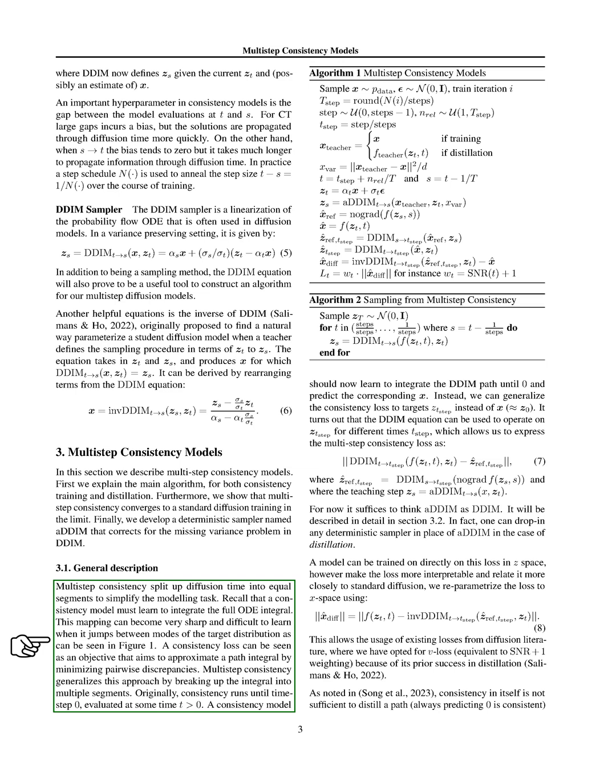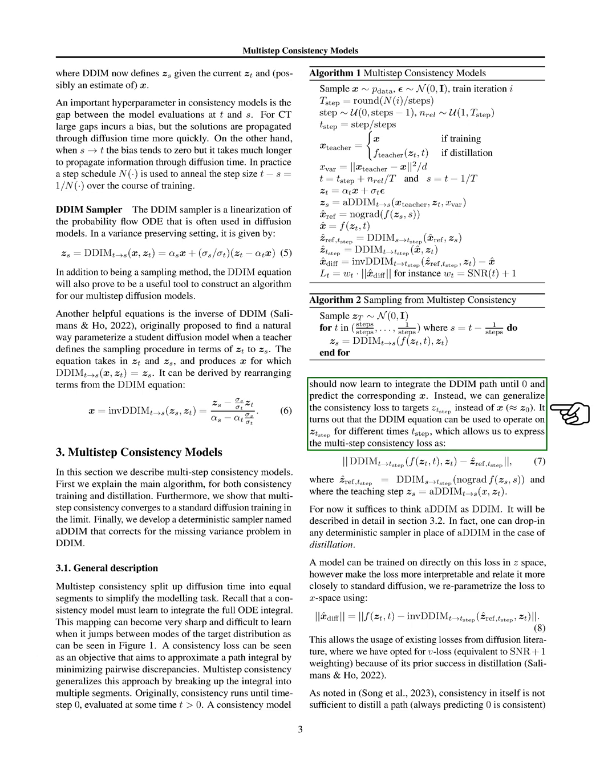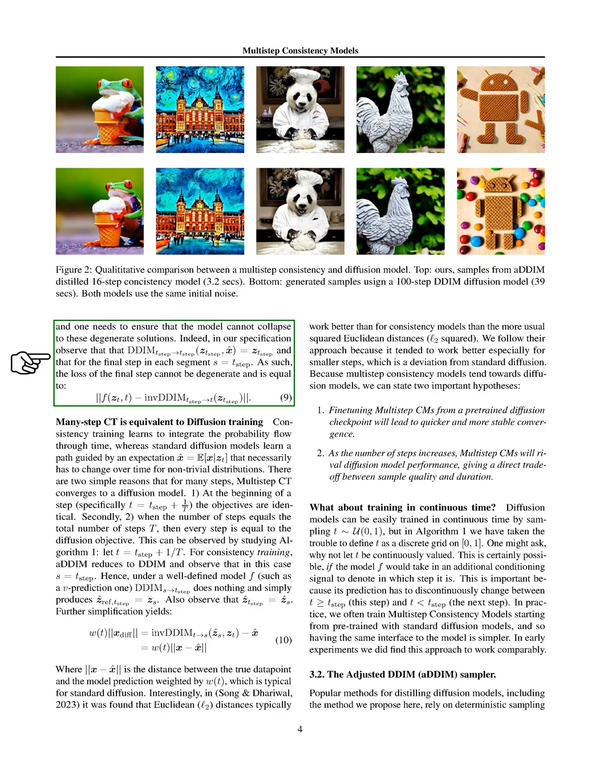Multi-step consistency models divide diffusion time into segments to simplify modeling. They aim to integrate the ODE integral accurately by minimizing discrepancies. The multi-step consistency loss is generalized by targeting z_t_step instead of x. This loss can be reparameterized to x space for better interpretability and relation to standard diffusion losses. It is crucial to prevent the model from collapsing to trivial solutions during training.